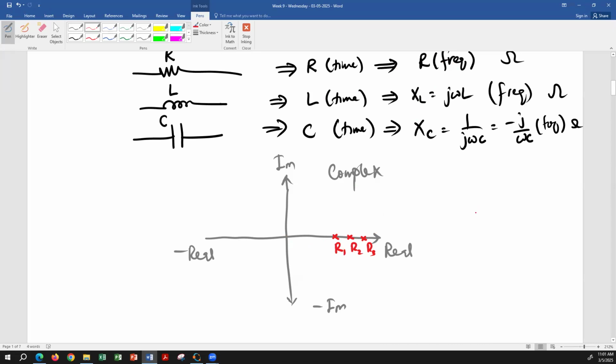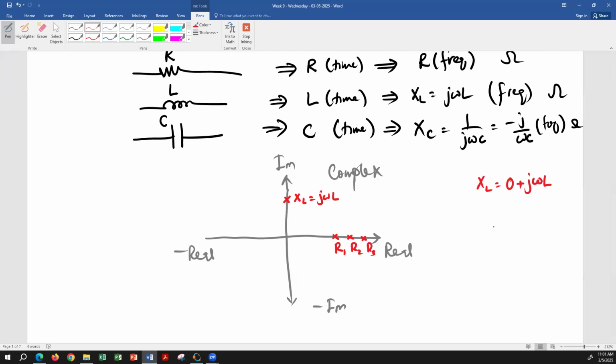Where does the reactive impedance lie on the complex plane? J omega L. So j omega L, let's say here. So that's X_L equal to j omega L. Now X_L, if you want to write this down as a complete complex number in rectangular or Cartesian form, it is 0 plus j omega L. 0 is the real part and omega L is the imaginary part.